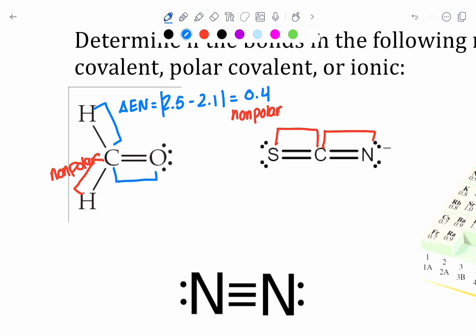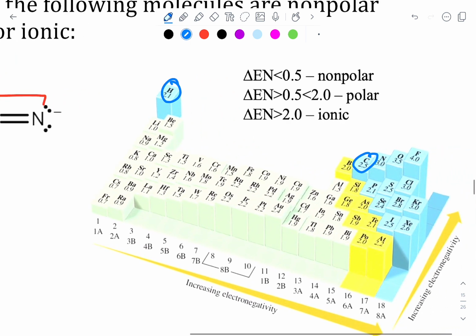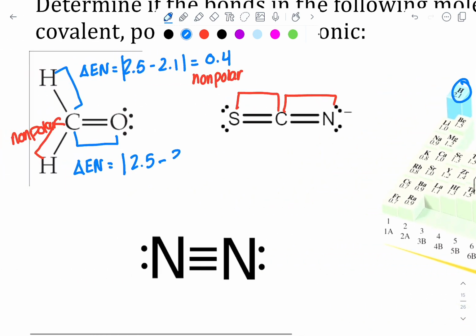Next up, let's do the CO bond. So we want to take the electronegativity difference of C and O. We already know that C has an electronegativity of 2.5. We just have to look up oxygen. If we go to our chart, oxygen has an electronegativity of 3.5. So we're going to take 2.5, subtract off 3.5. Again, it's an absolute value, so we get a difference of 1.0, meaning this would be a polar bond.